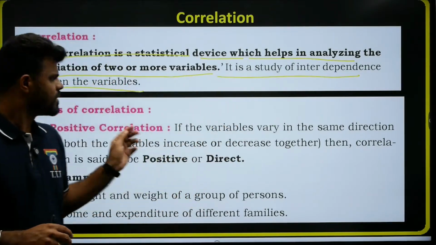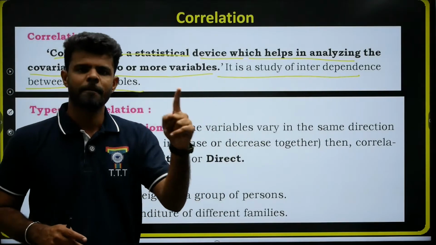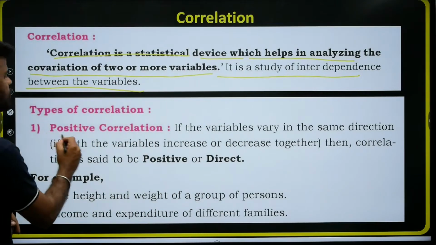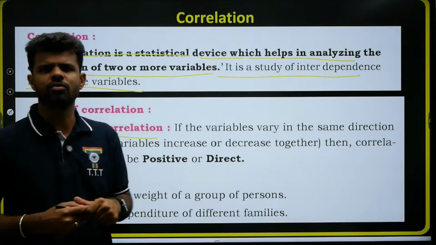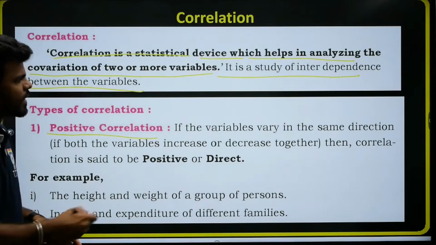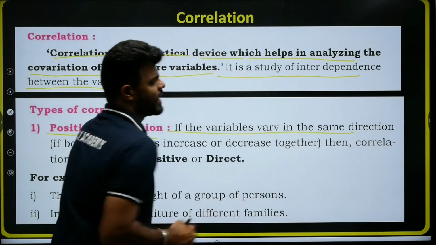So here there are different types of correlations. The first one is called positive correlation. So what do you mean by positive correlation? Positive correlation means the variables vary in the same direction.